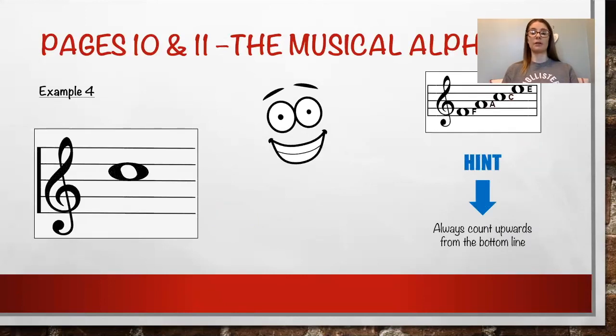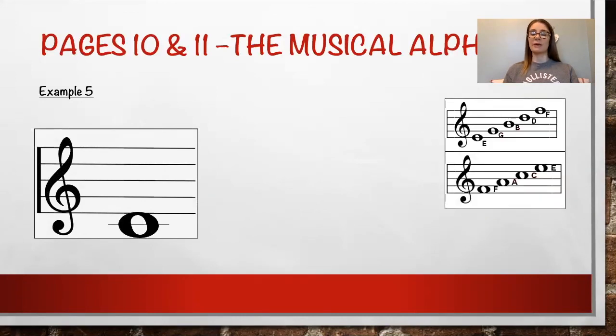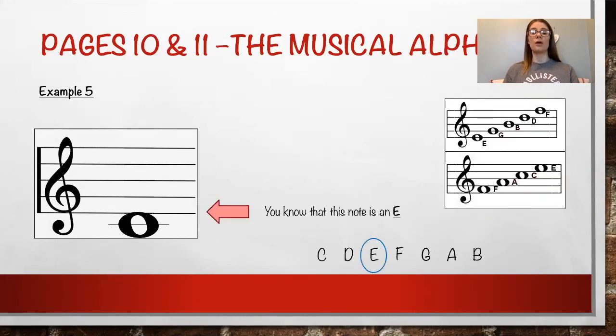Example 4. Again, we're on a space and we're working upwards from the bottom. We know that the bottom space is F, second space is A, third space is C. Our answer is C.